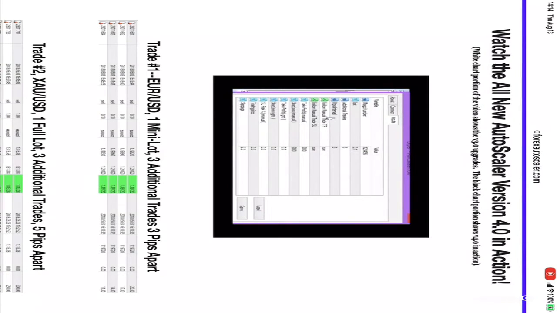I'm putting in 3 additional trades. I'm setting them 3 pips apart. I'm using the follow manual trade, take profit and stop loss settings. I've set those to true.